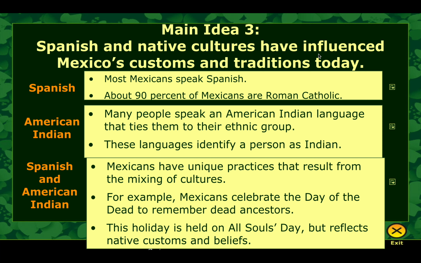For example, Mexicans celebrate the Day of the Dead to remember their dead ancestors, and when I get back, we're going to talk about the Day of the Dead in much more detail. This holiday is held on All Souls Day, which is a Catholic holiday. But instead of it being Catholic beliefs, it's more reflective of Native customs and beliefs.